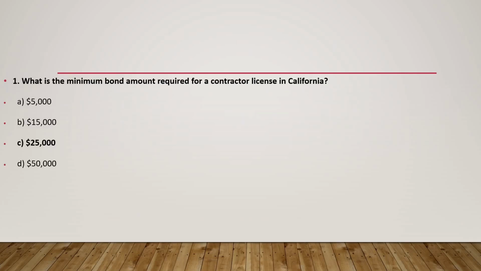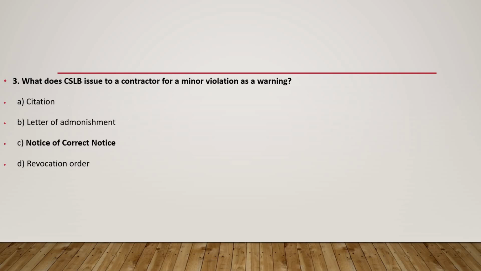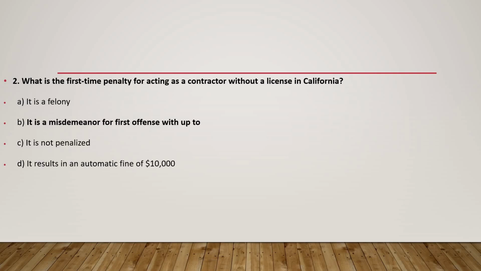1. What is the minimum bond amount required for a contractor license in California? C. $25,000. 2. What is the first-time penalty for acting as a contractor without a license in California? B. It is a misdemeanor for first offense with up to.